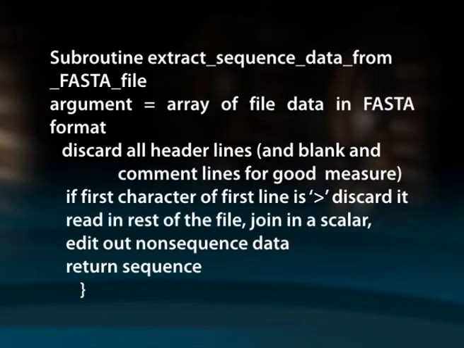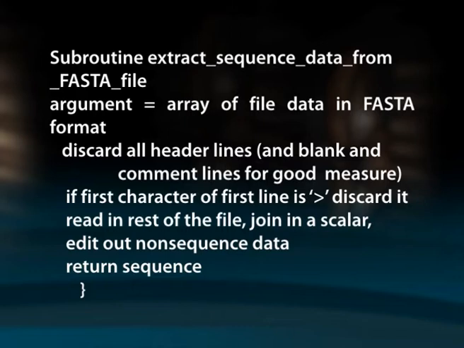Another subroutine, extract sequence data from FASTA file, can be specified as follows. The array of the file data in FASTA format is the argument. Discard all header lines and blank and comment lines for good measure, and if first character of first line is greater than symbol, discard it.